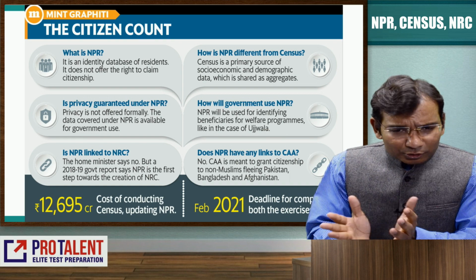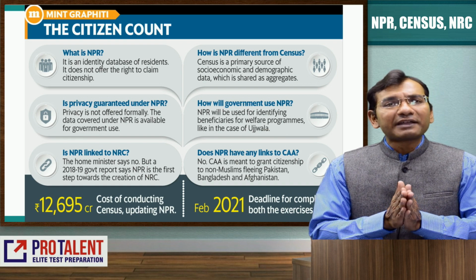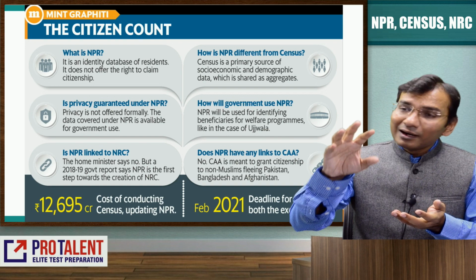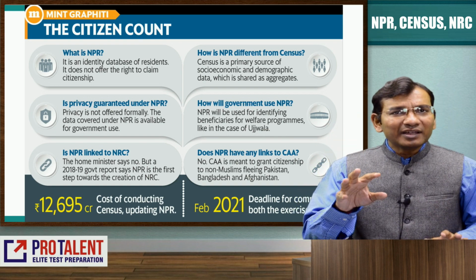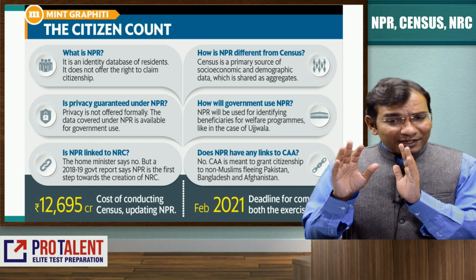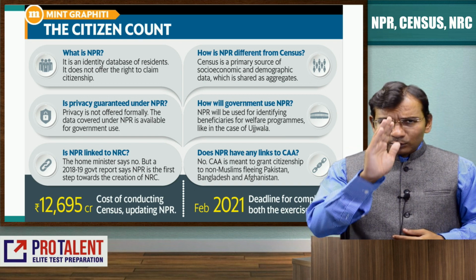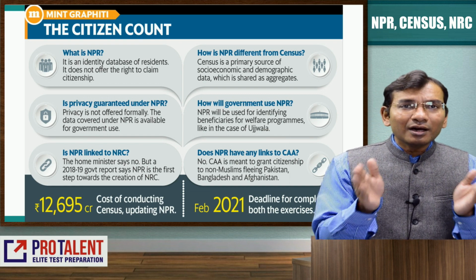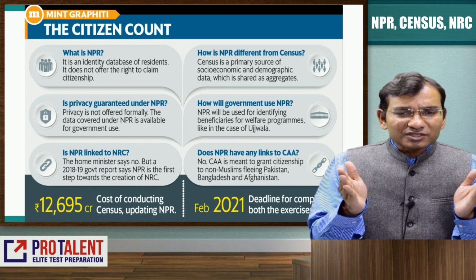सिटीजनशिप काउंट के बारे में अगर हम बात करें तो मिंट में ये बहुत मजेदार सा डेटा आया था, तो आई थॉट टू पुट इन फ्रंट ऑफ यू. In total, around 12,695 crore will be spent by the government, including updating NPR and the census. Remember, NPR's cost is around 3,800 crore, while the rest of the money is for the census. Census is a regular exercise, while NPR is not necessarily a regular exercise. At this moment, bringing it turns out to be a big problem.